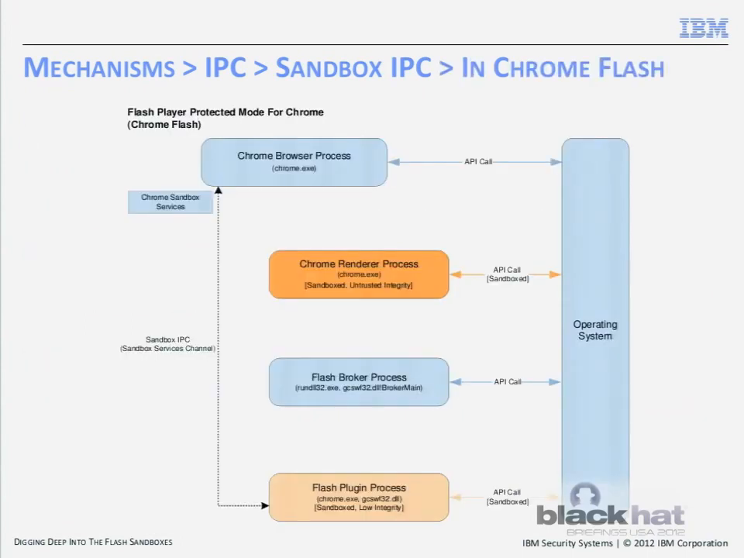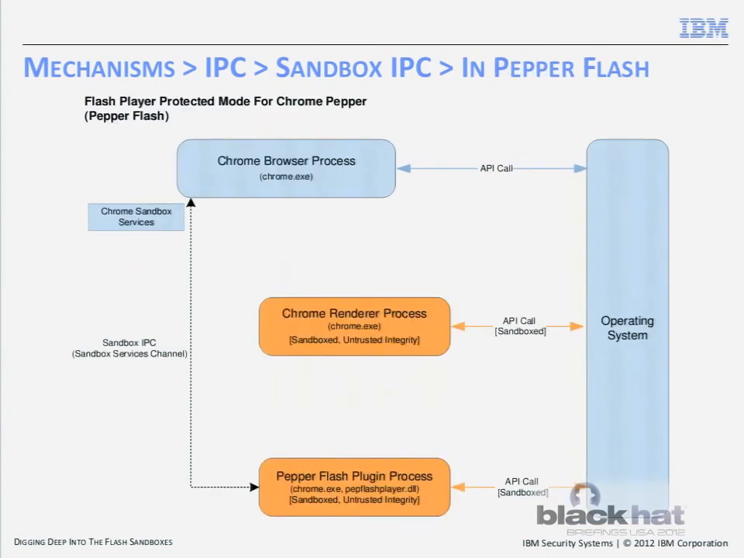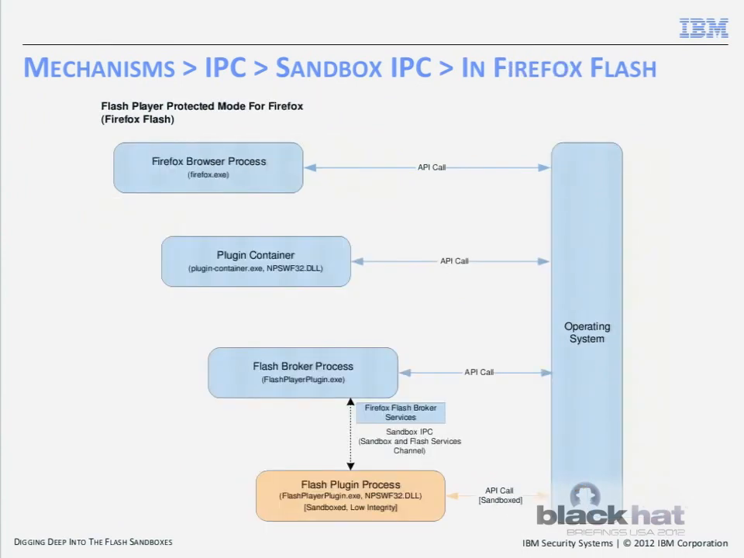To visualize, there's a Sandbox IPC connection between the Chrome browser process and the Flash plugin process, and this is used for forwarding API calls. In Pepper Flash, it is the same. There's a Sandbox IPC connection between the Chrome browser process and the Flash plugin process, and it is also used for forwarding API calls. In Firefox Flash, there's a Sandbox IPC connection between the Flash broker process and the Flash plugin process. It is used both for forwarding API calls and for invoking additional services.